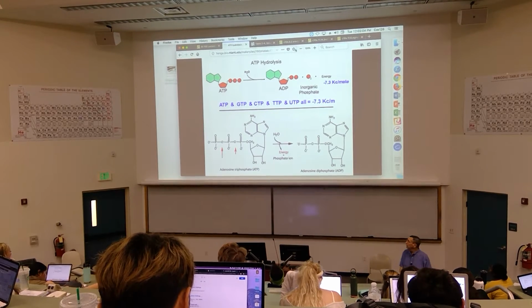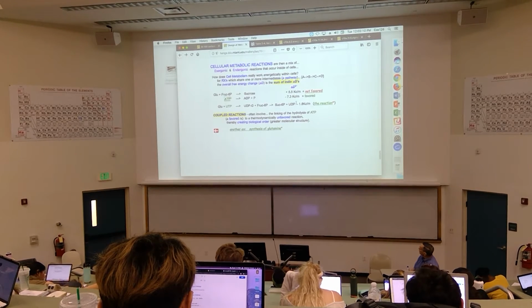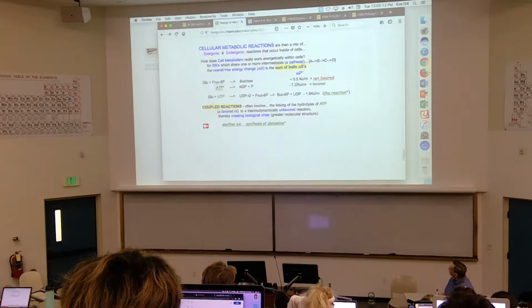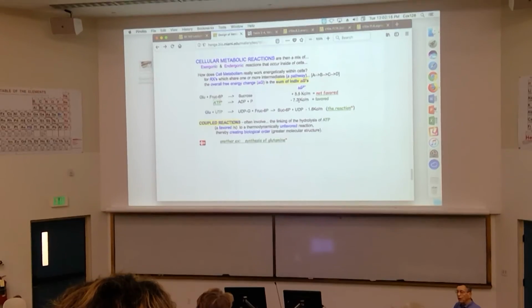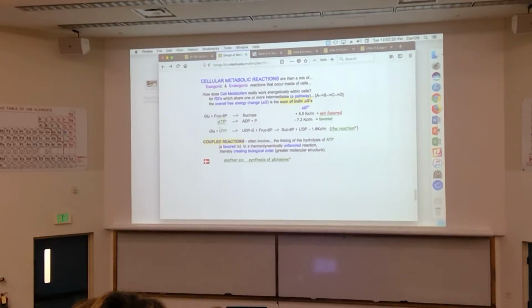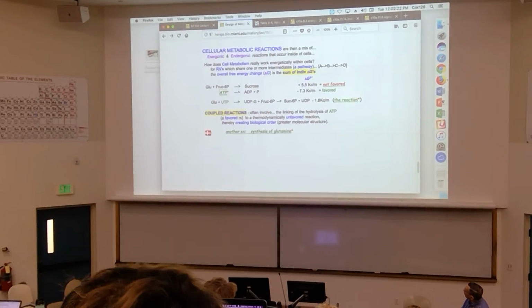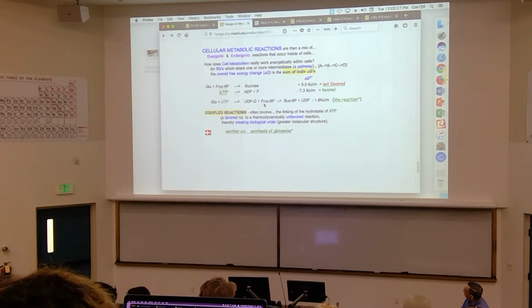Now, if you look at the equation I drew here, ATP hydrolyzed to ADP and P releases energy. If I add those two together, I'm going to get a positive reaction. But I don't really do it with ATP. I do it with UTP. Let's look at it right here. Glucose plus UTP gives me UDP-glucose, plus fructose 6-phosphate gives me sucrose 6-phosphate plus UDP.